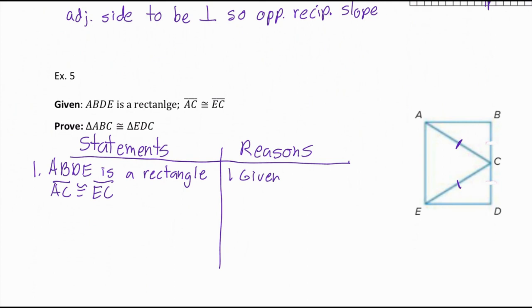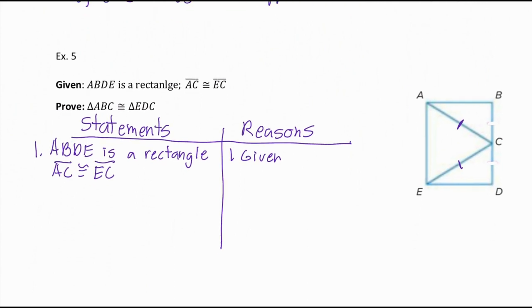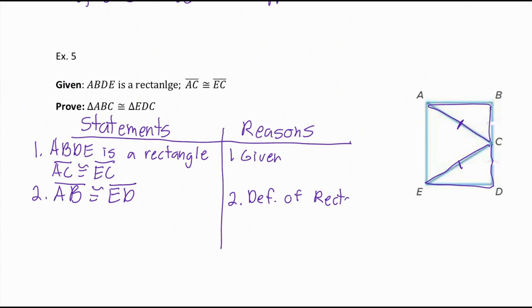Okay. So we have that. We're trying to prove that triangle ABC is congruent to triangle EDC. Okay, so we're given one piece is congruent. What other side could we say is congruent? AE? Would that help us? We're trying to prove these two triangles are congruent. AB is congruent to ED. Why? Opposite sides are parallel. Opposite sides are congruent. So you could say definition of rectangle or definition of parallelogram. I'm going to say definition of rectangle because it is a parallelogram. So that gives us that these two are congruent.